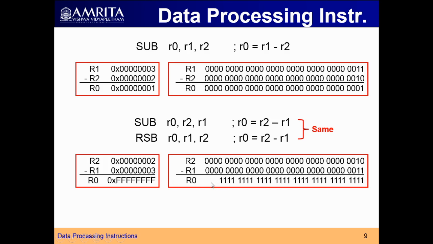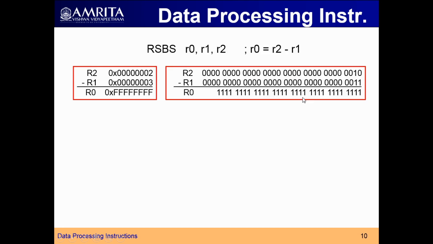But here you are getting FFFF, right? And which flag will be set here? The negative flag will be set. This is one of the flags. One more flag will be set, which we will see in the next slide. But even though it is negative, you are getting something different. When you subtract 2 minus 3, you should get negative 1, but here you are getting another number, all FFFs. So why is it coming like that?